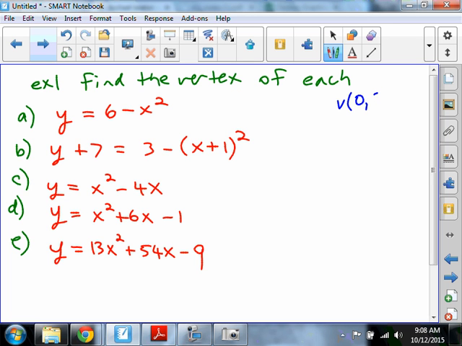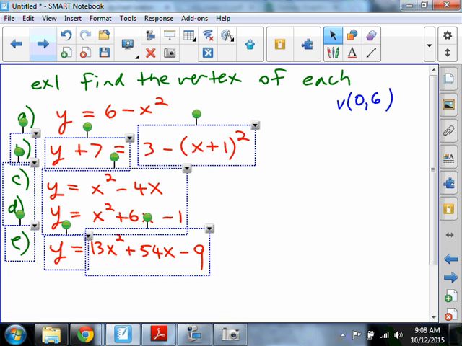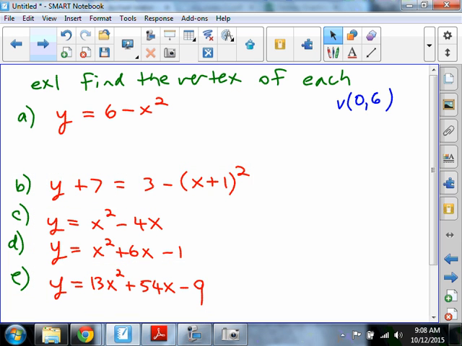Okay, 0, 6. The reason for that is we would really need to modify that equation just a little bit and jockey some things around. We could think of it as y equals negative x squared plus 6. So there's nothing going on inside parentheses, which means the x coordinate of the vertex is 0 on that one.